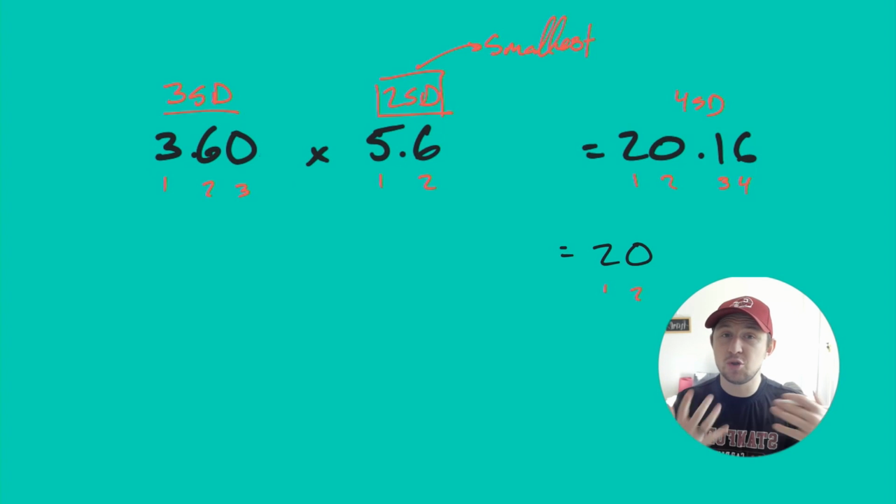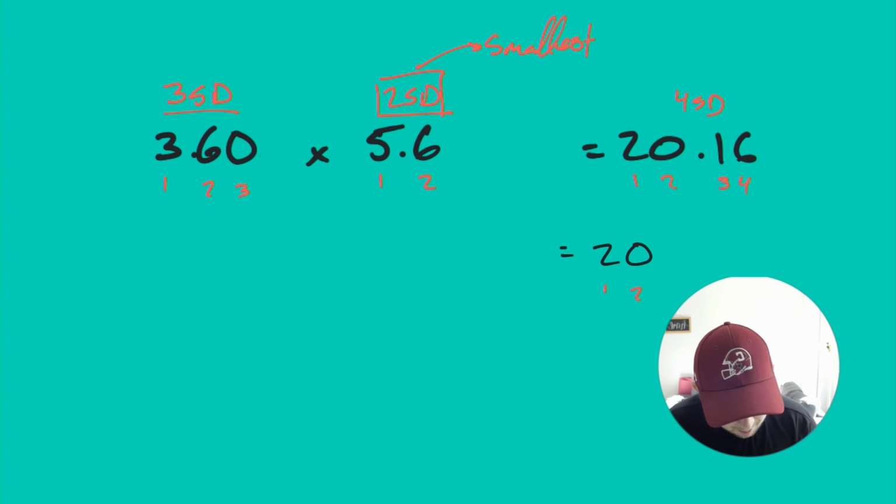Now, how did I choose 20 versus other things? Well, I'm looking, and do I need to round? So this 1 here tells me that I'm gonna stay rounded down.